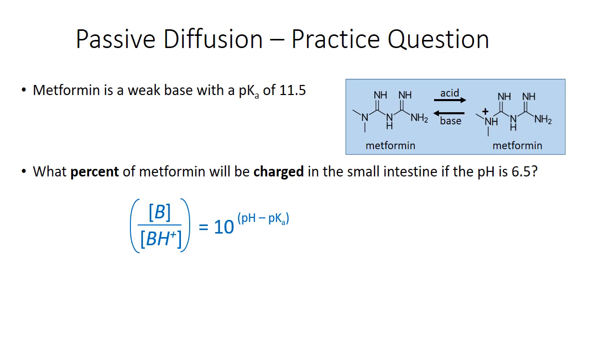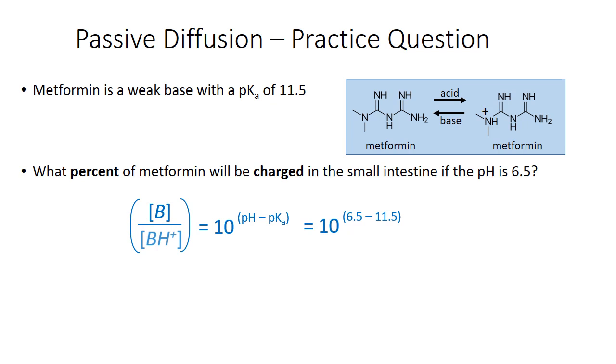Okay, so I'm going to continue. Hopefully, if you haven't paused it, you should do so now and then continue that. But what we're going to do is just simply get this answer. And the question, I guess, is which one are we trying to solve here? So what percent of metformin will be charged in the small intestine? So charged is, of course, on the bottom. So I want to know the denominator. What percentage of that is that of the whole amount of metformin? Okay, so we're looking on the bottom.